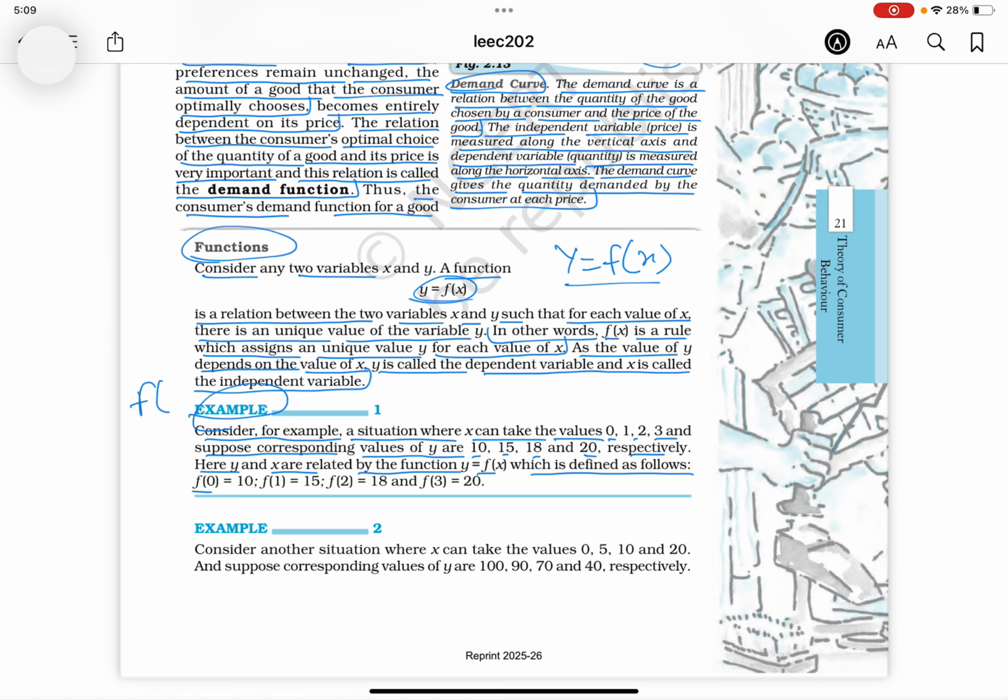f(0) = 10, f(1) = 15, f(2) = 18, f(3) = 20. Example: consider another situation where x can take the values 0, 5, 10 and 20 and suppose corresponding values of y are 100, 90, 70 and 40 respectively.